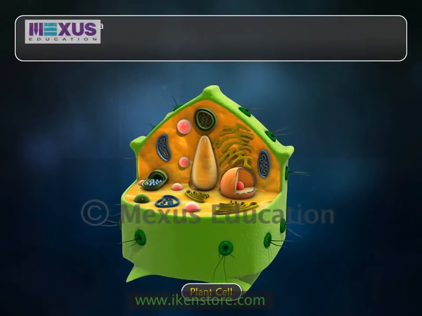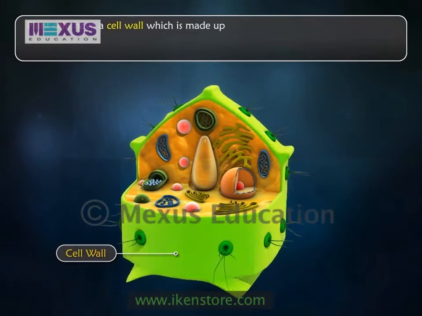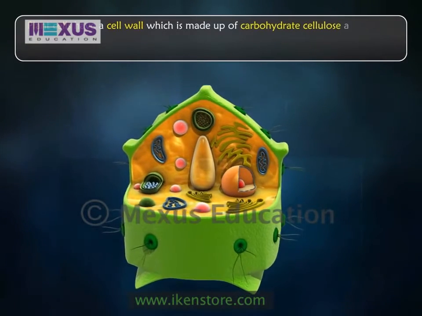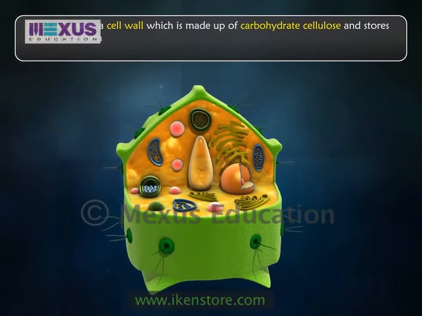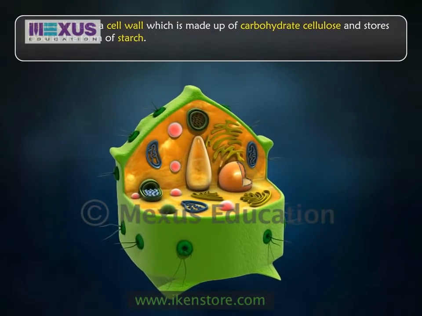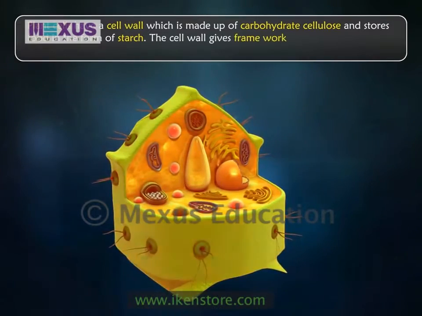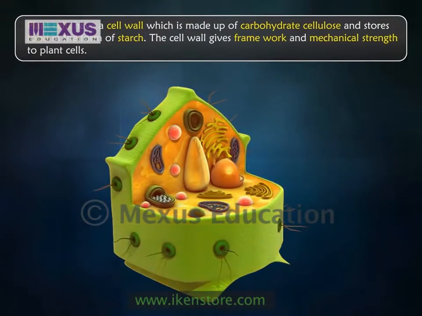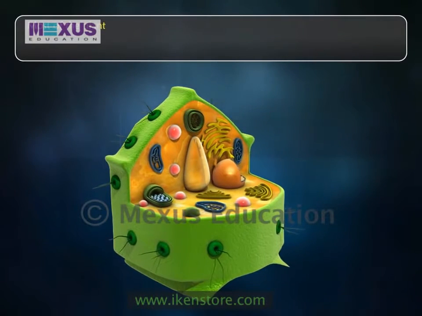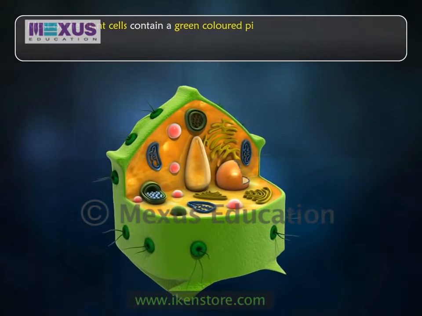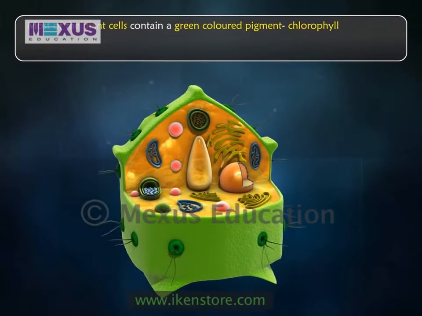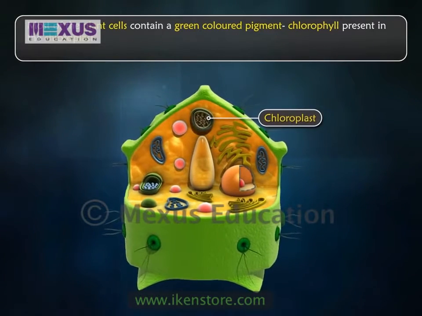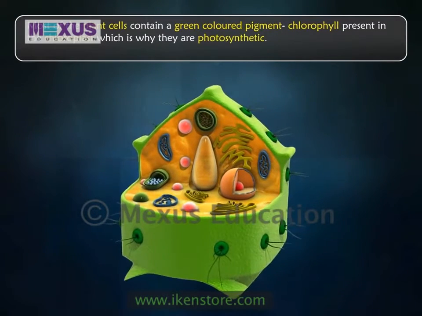Plant cells have a cell wall which is made up of the carbohydrate cellulose and stores food in the form of starch. The cell wall gives framework and mechanical strength to plant cells. Most of the plant cells contain a green-colored pigment, chlorophyll, present in the chloroplast, which is why they are photosynthetic.